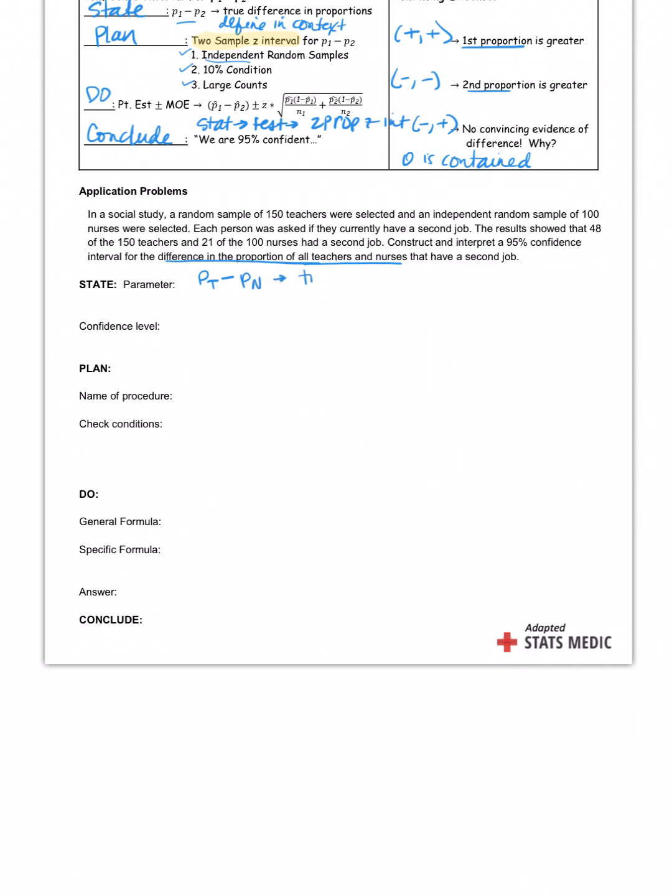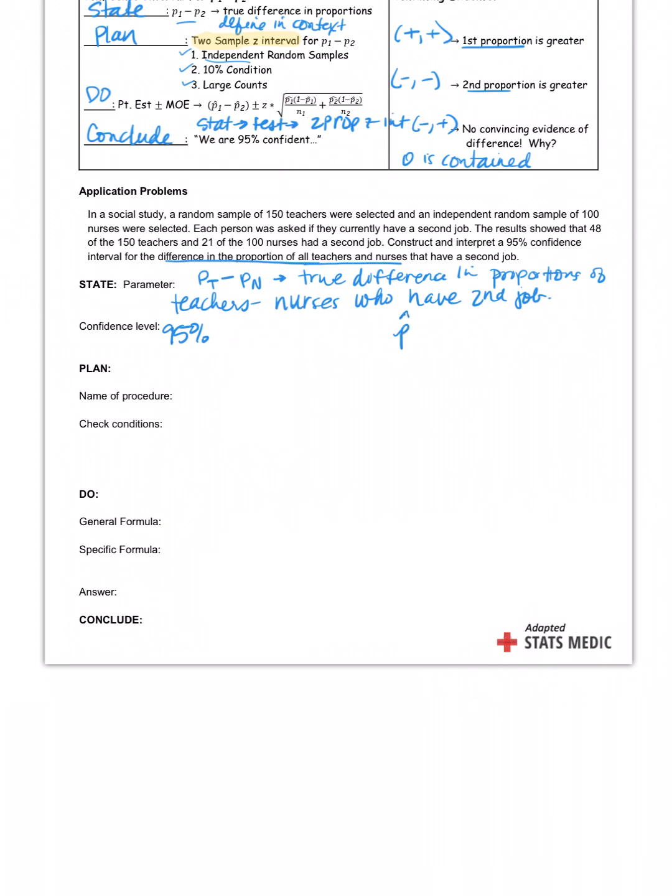What is that? What am I looking for? It's the true difference in proportion of teachers minus nurses who have a second job. All right, my confidence level is 95% as stated in the question. Now, before I go too far, I'm going to figure this out.